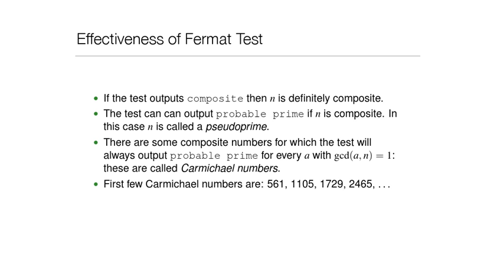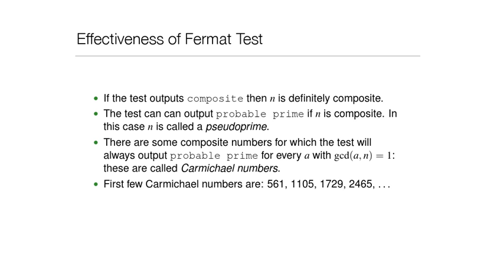There is a probability that if it says it is a prime number, that number is not a prime number. So the test can output a probable prime if n is composite. It can say it's a prime, but there is a possibility that the number is not really a prime. Because of that, we say it's a probable prime. There's a chance that it is not a prime number. But if it says the number is composite, it's definitely composite.